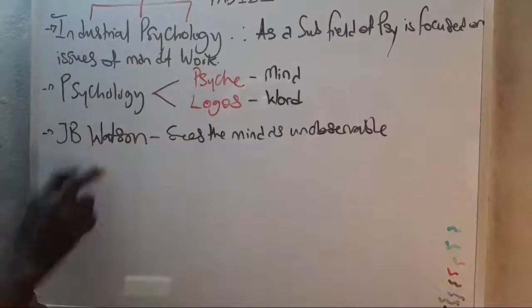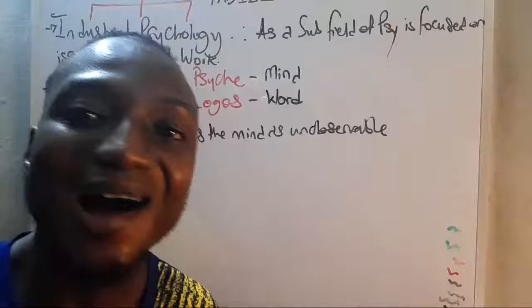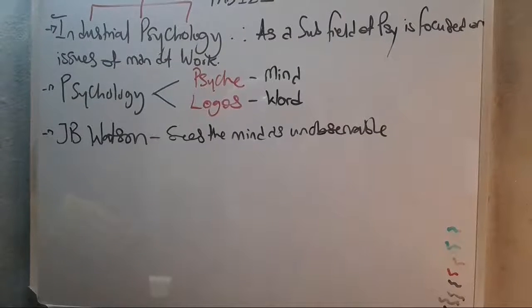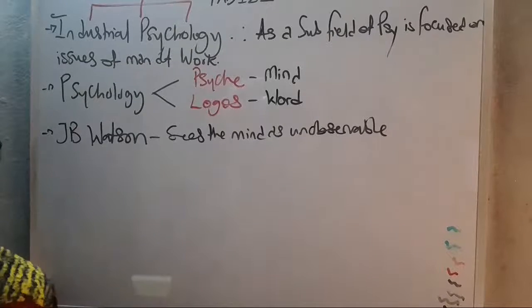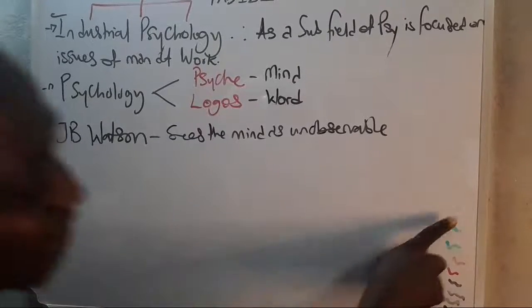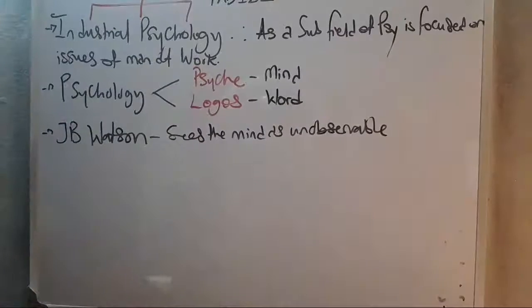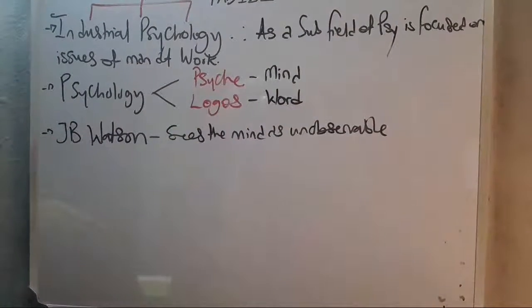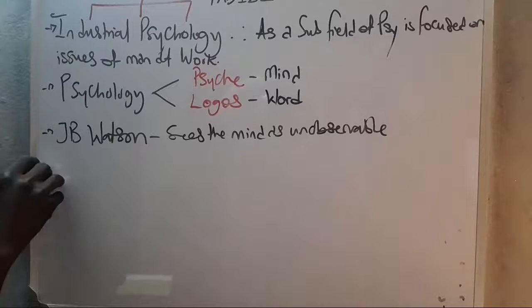This psychologist, Watson, sees the mind as something that you cannot observe. It is unobservable, and you cannot subject it to what we call scientific study. Unlike Sigmund Freud, who in his own view does not see the mind as unobservable. Rather, he sees the mind as something that can be observed, and therefore he propounded a method for the study of the human mind.